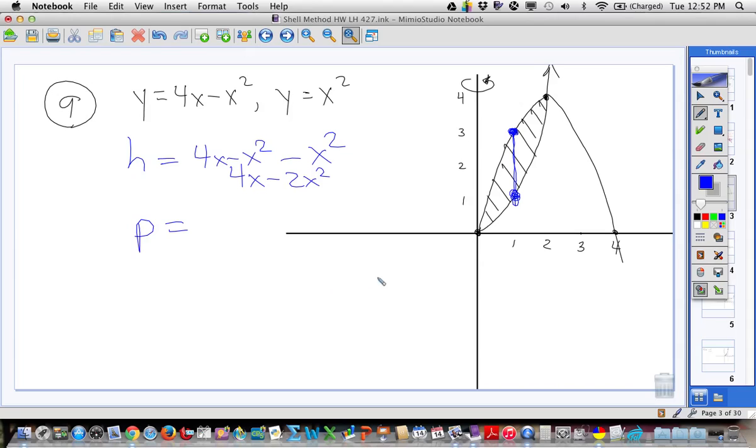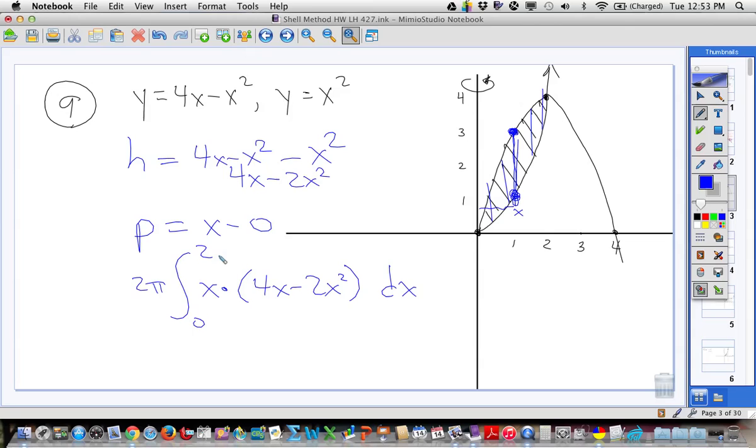What would p be on this one? Just x. Because if this strip is at 1, how far is it from the center? 1. If the strip is at 2, how far is it from the center? 2. It's just x minus 0. It's just the x location of this strip minus the center, x minus 0. So it's just that. So we've got 2 pi, we've got p, make sure you put a times sign there. We've got 4x minus 2x squared, and the strip fills the space from 0 out to what, 2? And what was that, 16 pi thirds? 16 pi thirds for that one.